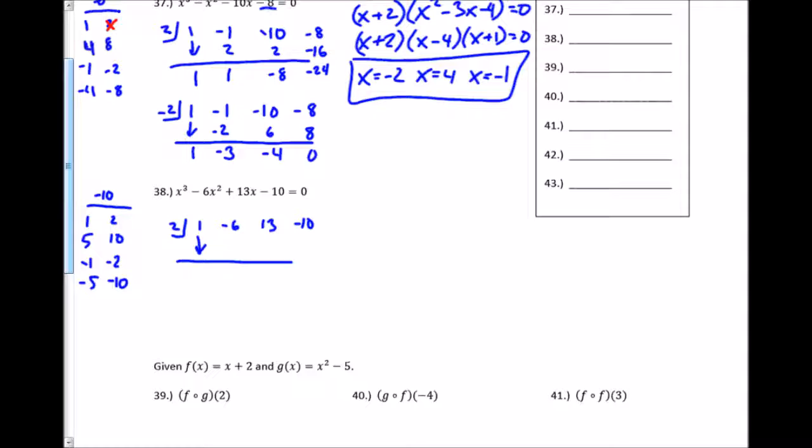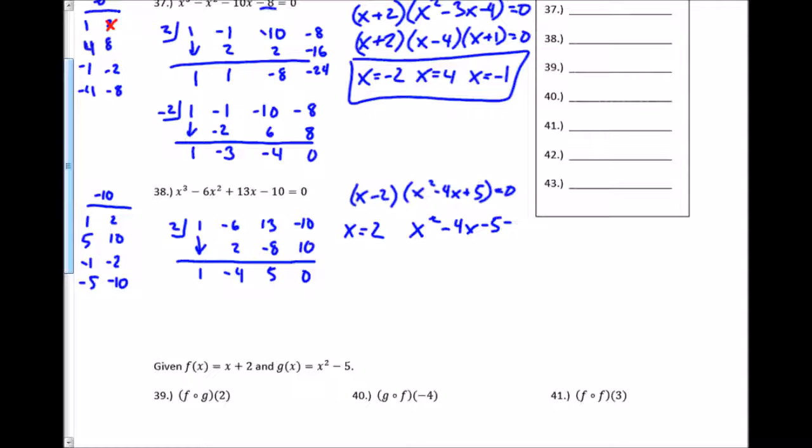So I bring down the 1, I multiply, I add straight down, I multiply, I add straight down, I multiply, I add straight down. And lucky me, I guessed it right the first time. So that means this factors into an x minus 2 and an x squared minus 4x plus 5. And the issue here is that I can't factor that second trinomial. So I set this guy equal to 0 and get the 2. I set this guy equal to 0. And I have to solve by either completing the square or the quadratic formula.